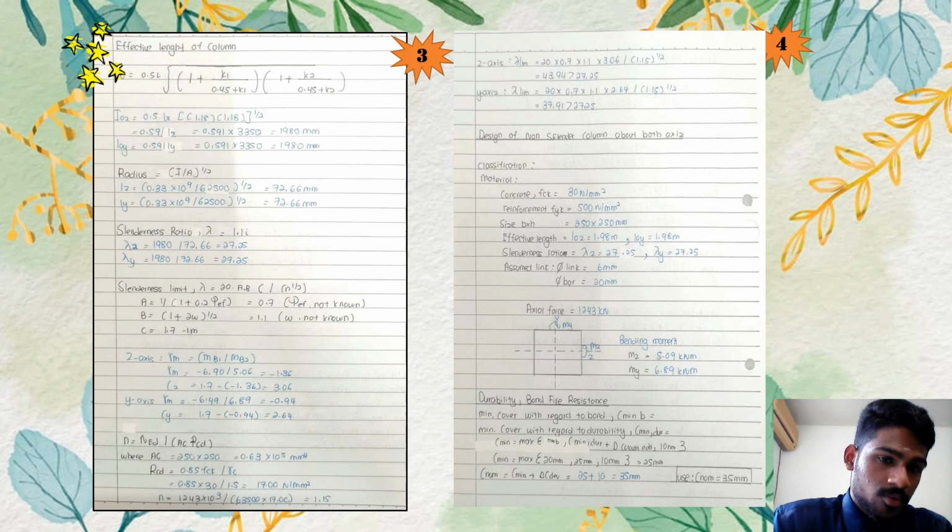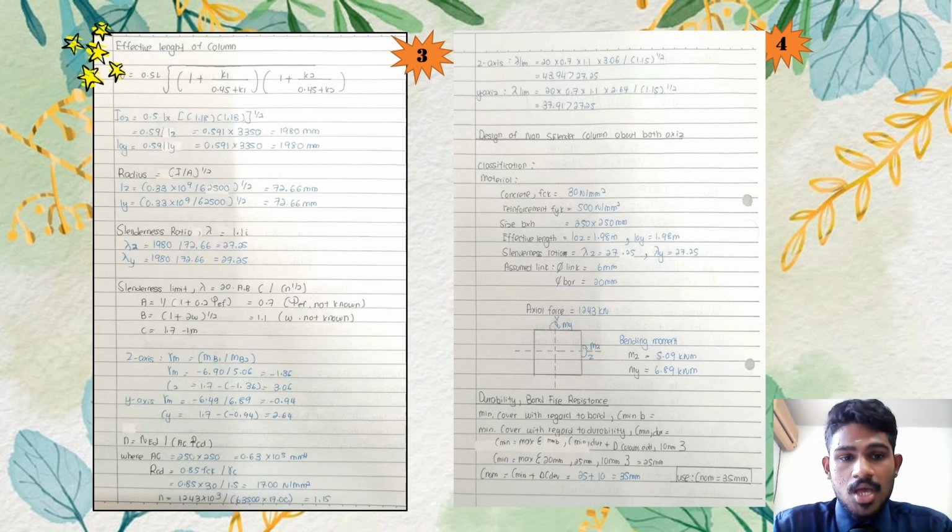Okay, for the radius of gyration, the formula that we are going to use is I divided by A with power of 1 per 2. So the iz that we will get is 72.66 millimeter, and also the same for iy, which is 72.66 millimeter. For the slenderness ratio, for the Z slenderness ratio we will get 1980 divided by 72.66. So the answer that you will get is 27.25, and for the slenderness ratio for Y you will get the same value as Z, which is 27.25.